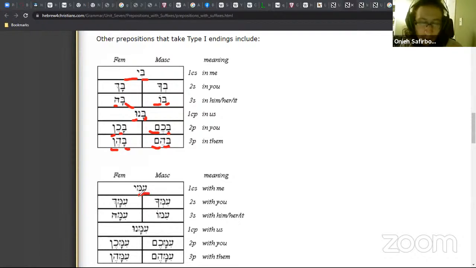This word is with, and that means with, compared to Aleph Tav, which also means with, but in a slightly different sense. So with me, with you, with him, with her, with us, with you all, with them, with them.